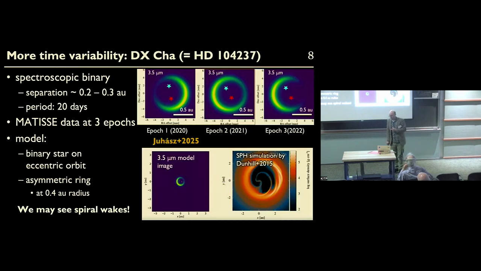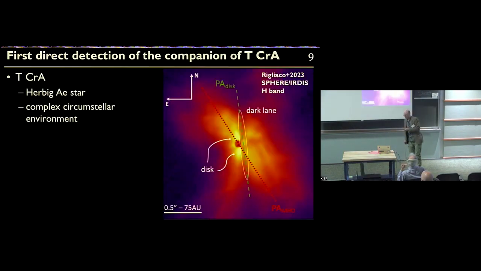So, how much time do I have left? 1 minute. Okay. So, if you bear with me, the last one I would like to show is another Herbig star, which is called T CrA. And this is a SPHERE image. And we observed it with Matisse. What you see here is that it is almost an edge-on disk. This is the disk surface, and this dark lane is the midplane.